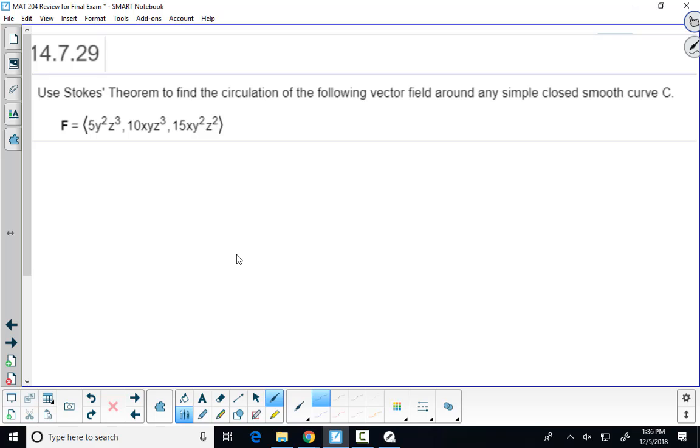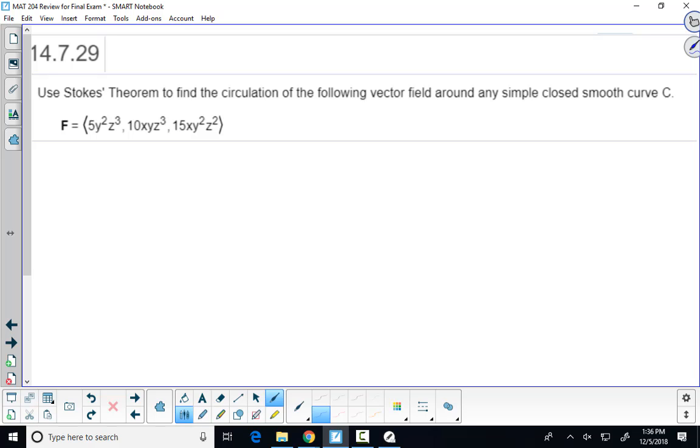Okay, so use Stokes' theorem to find the circulation of the following vector field around any simple closed curve. Now here, they didn't tell us or imply that the field was conservative. So you could test whether this is conservative or not, which means it has no curl. We're not going to try to build phi unless we know it exists, and they don't even ask us to build phi. So let's just find the curl of this.